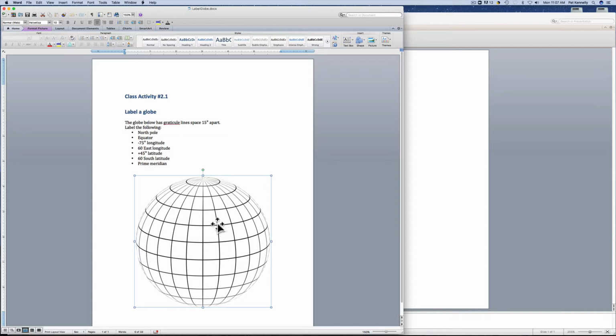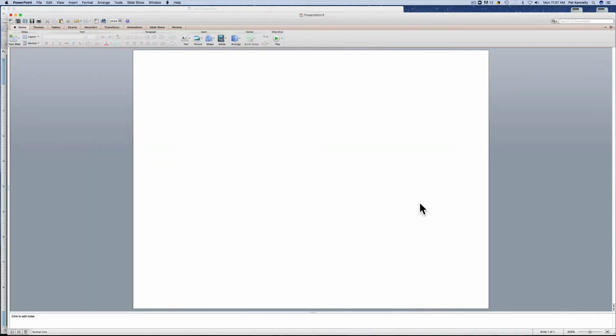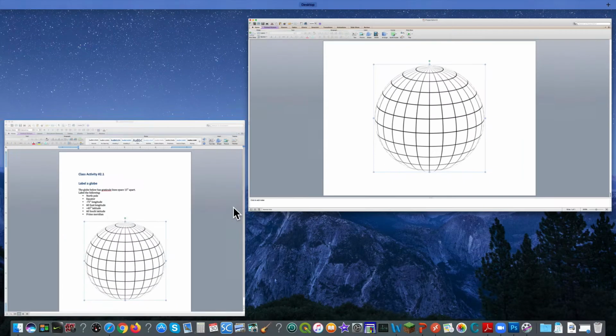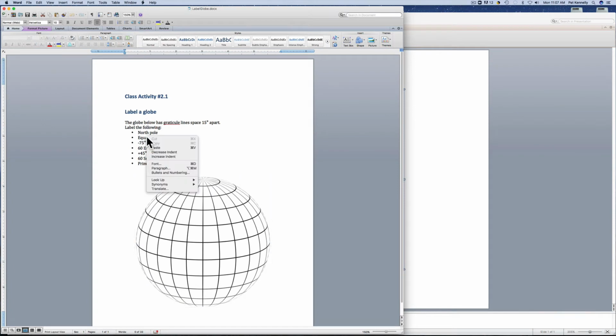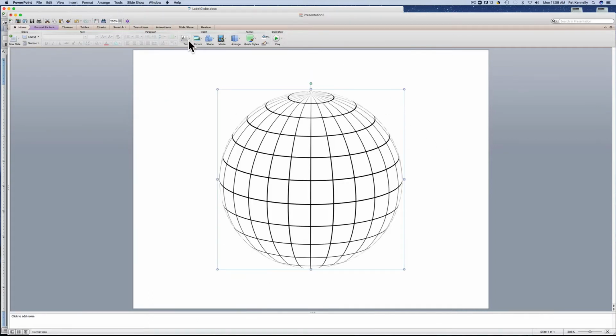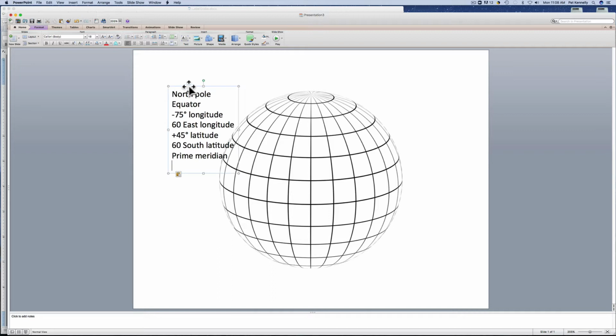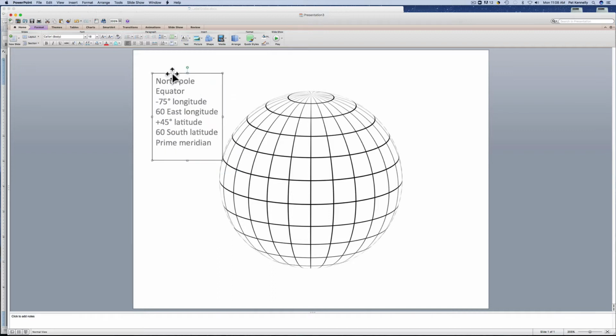So I'm going to copy this, paste it over here, and then I'll also bring over that list so that I can remember what I need to label. Okay, so these are the things that you're asked to label.